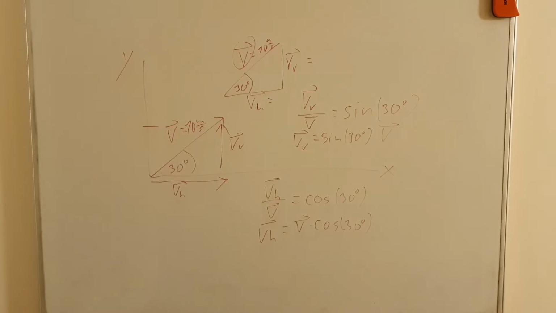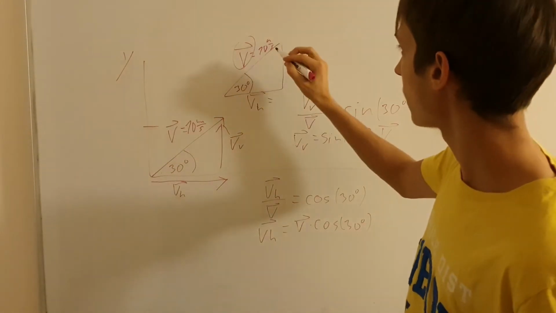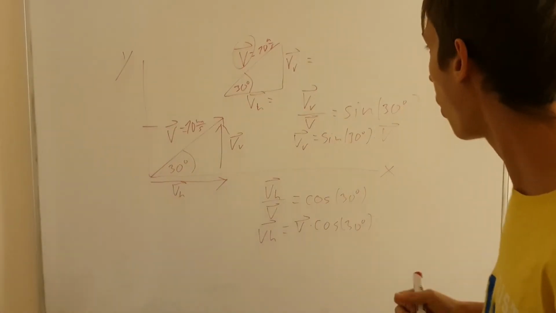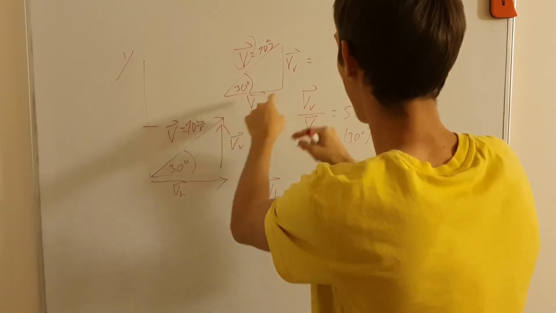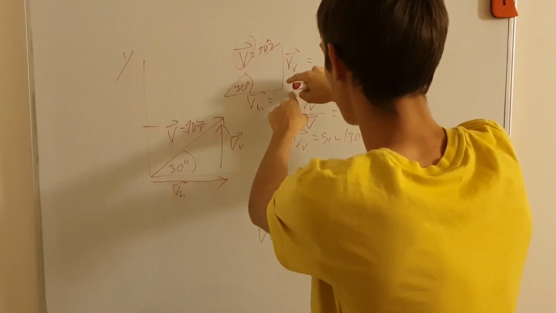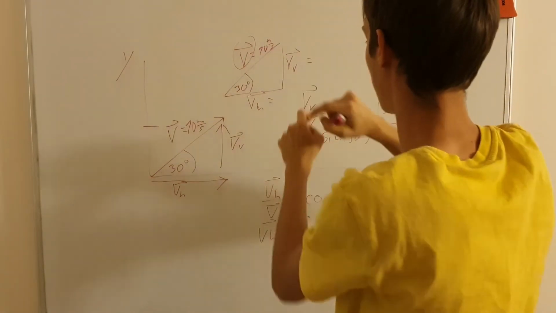Alright? So that gives me the understanding that I can either say, well, there's this vector with magnitude 10 meters per second, or there is this vector with 10 meters per second times cosine of 30 degrees, or this one, and then plus this one, which is again 10 times sine of 30 degrees.